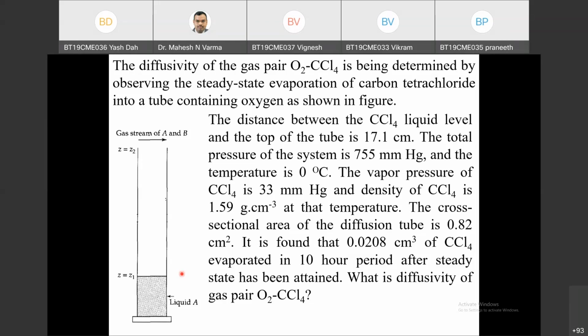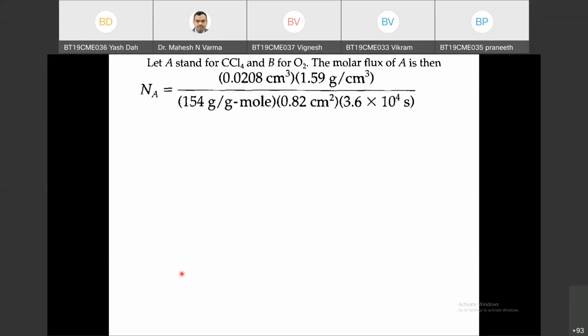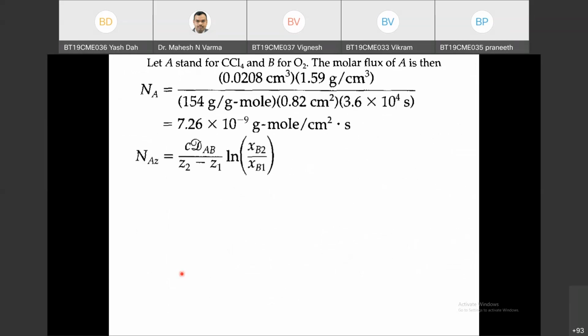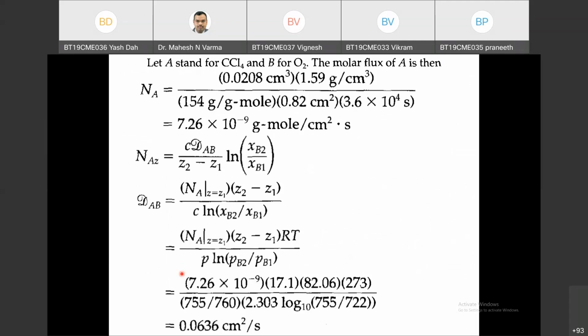So this looks very simple actually. This is NaZ. So NaZ, I can calculate, all the data is given. This is the flux of CCl4. Now I can use this flux profile, and using this flux profile, I can get a diffusivity value. This is what you have done in Stefan's tube experiment actually. In Stefan's tube experiment also you calculated the diffusivity. So if you go into more detail, you can correlate the variation of height also.